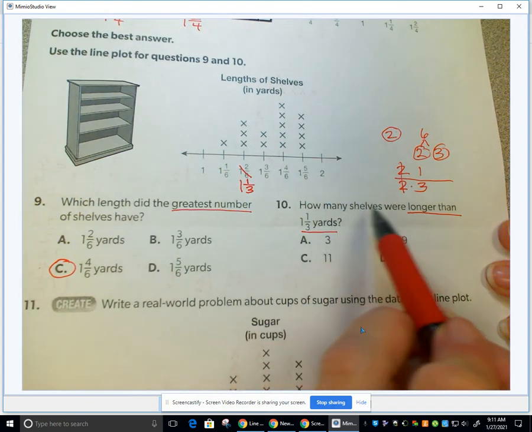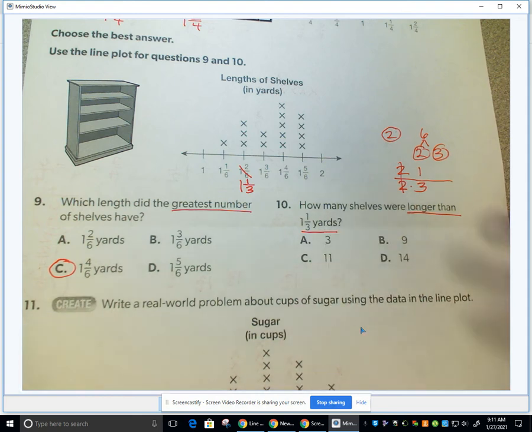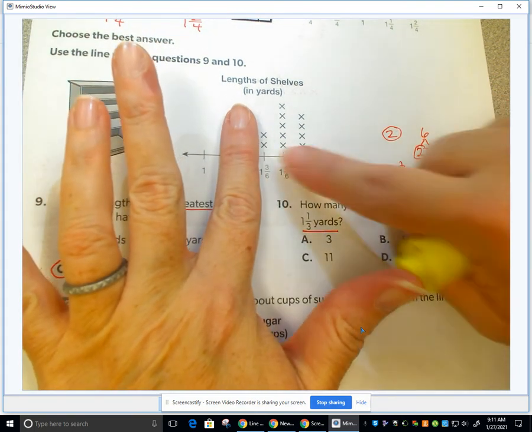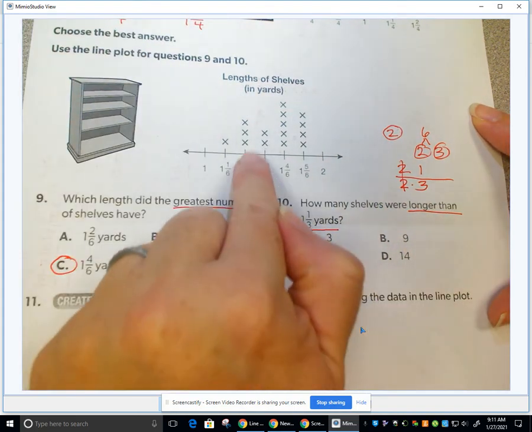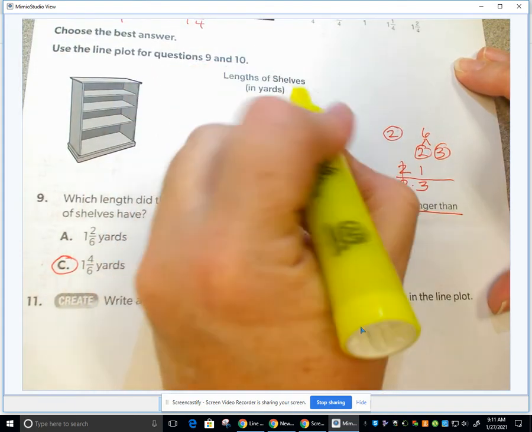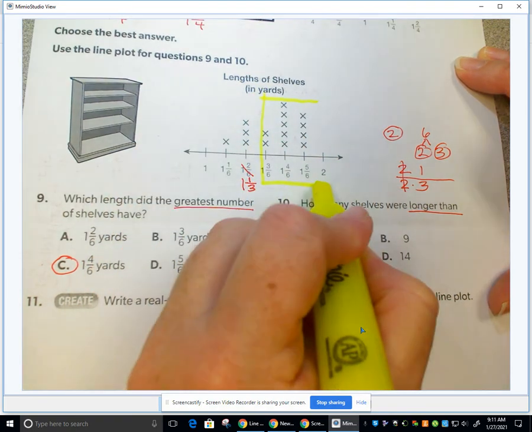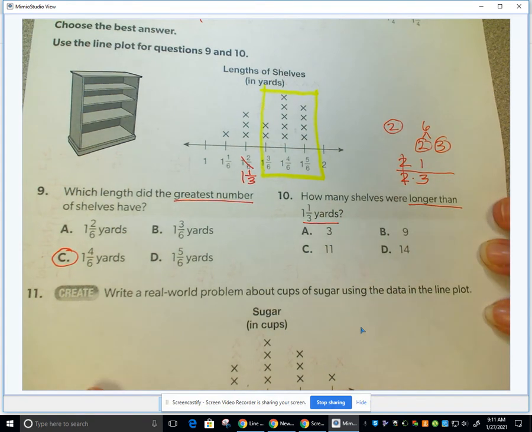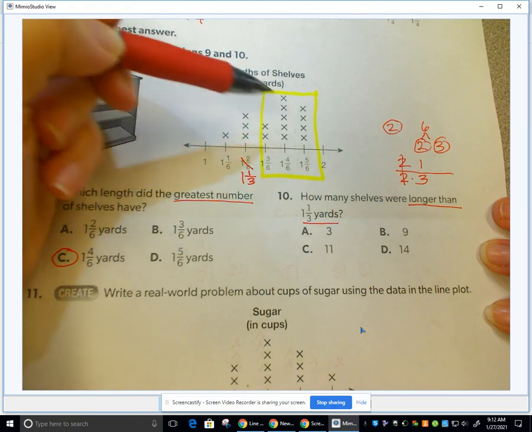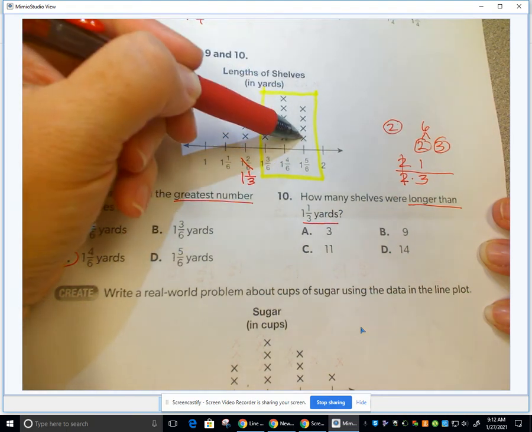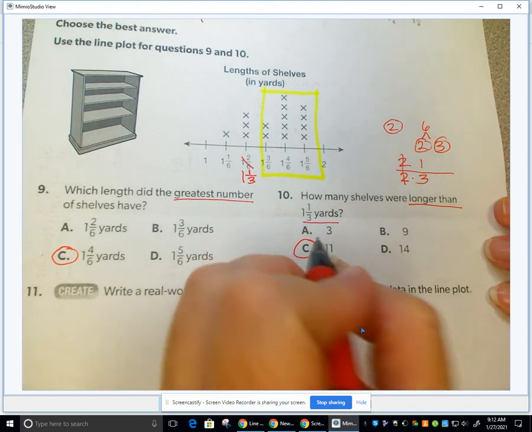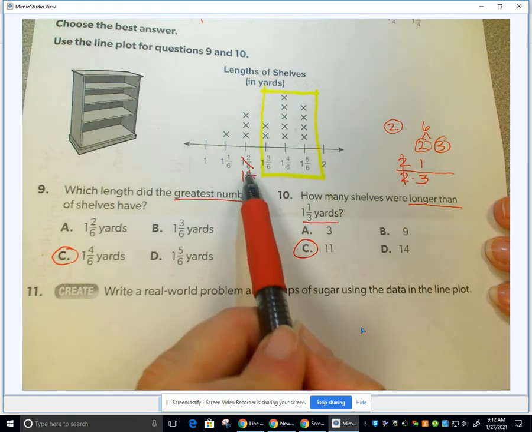So they're saying how many shelves were longer than 1 1/3? Well, 3 shelves were 1 1/3. Everything on this side was longer than this. So I would include all of these shelves. These are all longer than 1 1/3 yards. So let's count them. 1, 2, 3, 4, 5, 6, 7, 8, 9, 10, 11. So my answer would be C. There were 11 shelves that were longer than 1 1/3.